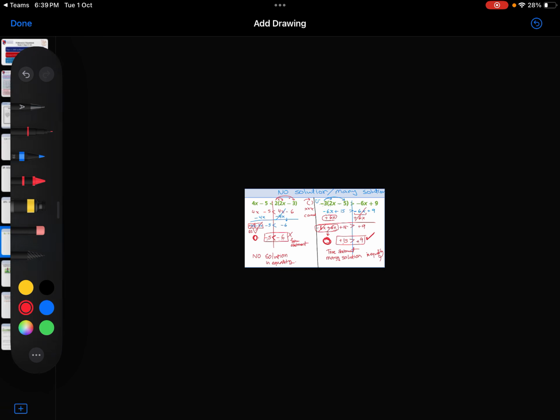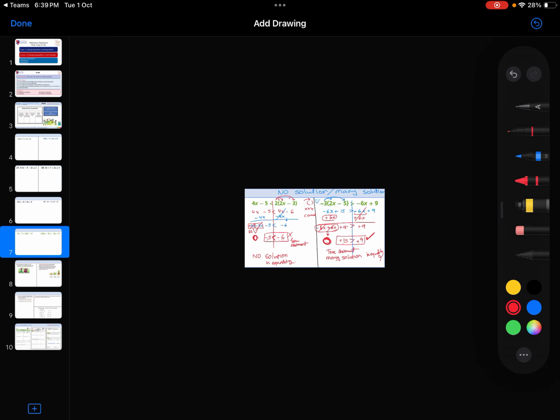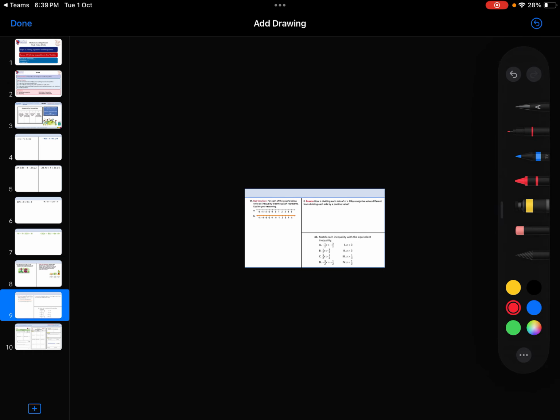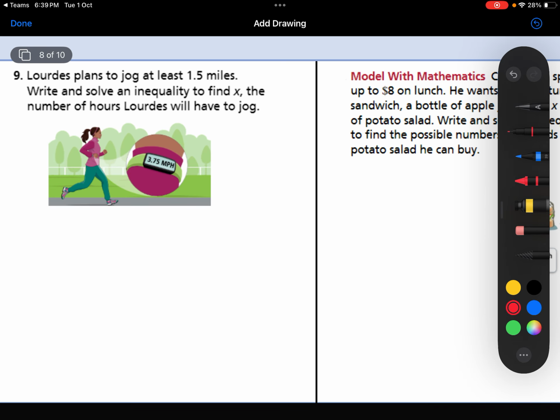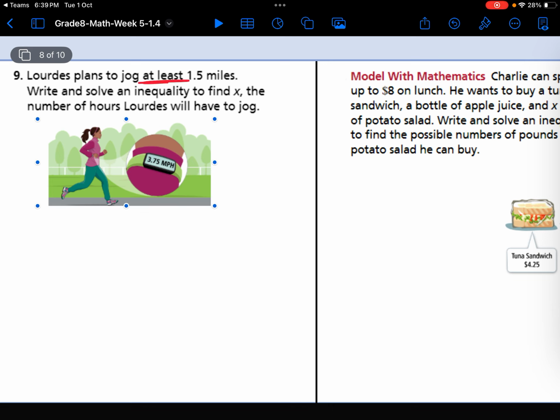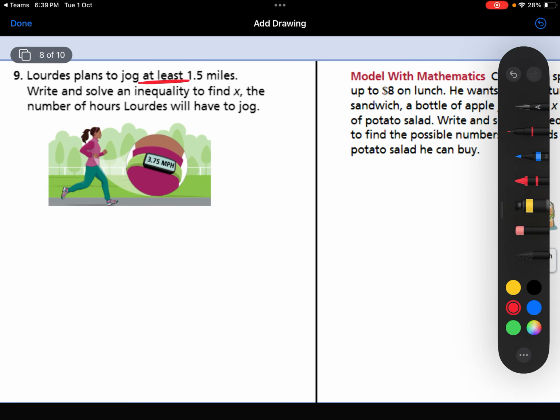That's it. Okay, let's do some word problems and then that's it. Here we have this problem. Lawrence plans to jog at least 1.5 miles. Look, at least means you can jog 1.5 or more. So you can jog more than 1.5 or equal to 1.5 miles.